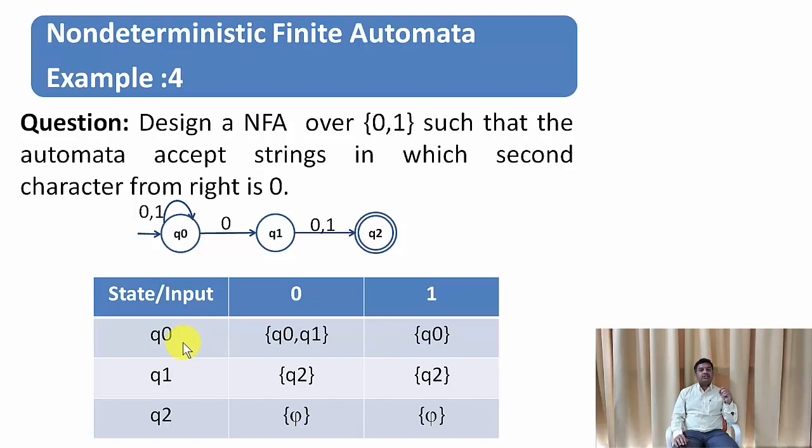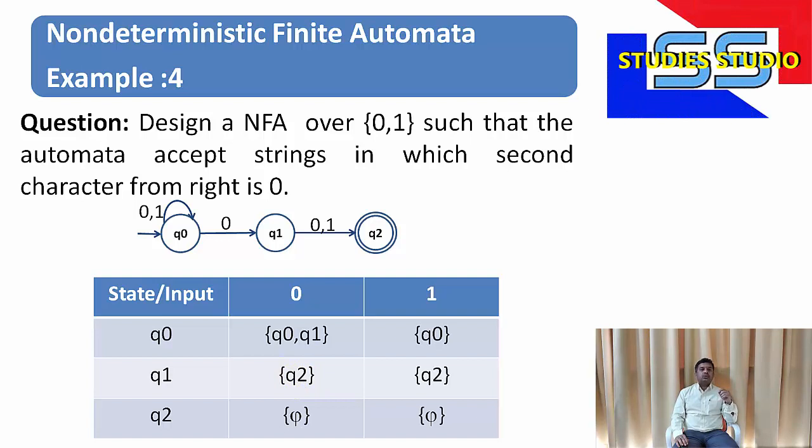And we can have the transition table also. Q0 is the starting state. On input symbol 0, it can go to Q0 as well as to Q1. Similarly, if we give input symbol 1 on Q0, it goes to Q0 only. Now let us assume for state Q1. On Q1, if we give any input symbol 0 or 1, it goes to Q2. And on Q2, neither 0 nor 1 is defined. That's why we'll write phi here. I hope you understood this NFA also.